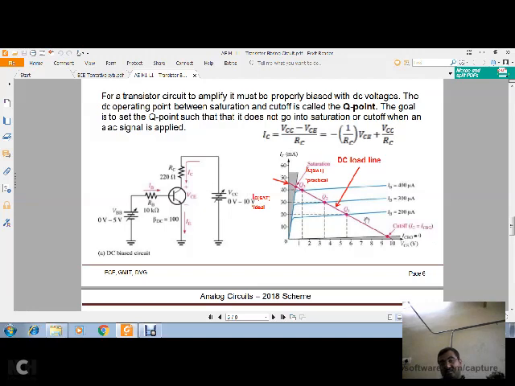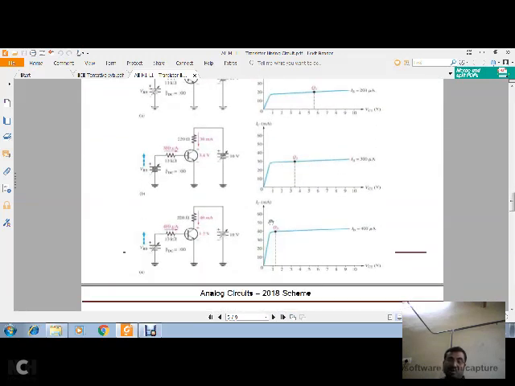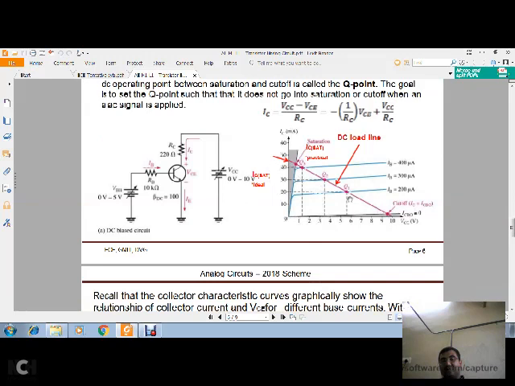Once you draw this, wherever the DC load line intersects the output characteristics for different values of IB, those points are called the quiescent point or operating point of a transistor. It is not like this; it is only for understanding purposes that we have shown these Q points. You need to draw the DC load line so that you get the Q points, if you are doing some experimental analysis.